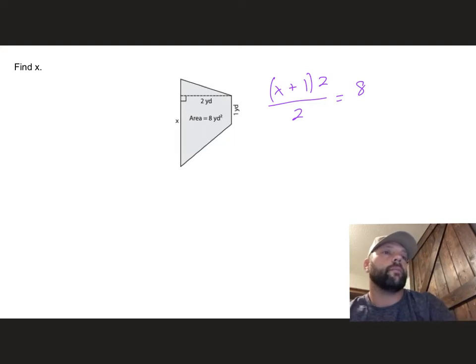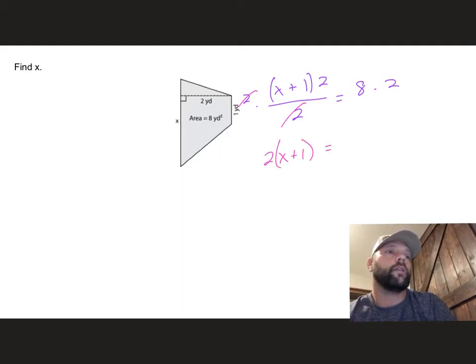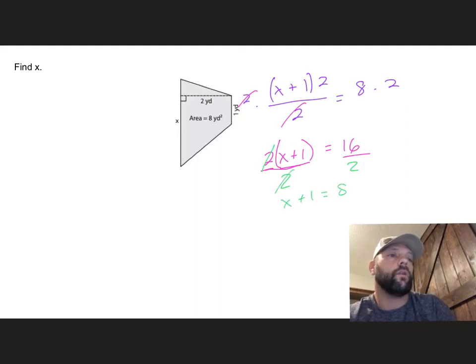To get rid of my dividing by 2, I would multiply both sides by 2 first, and when I do that, that cancels off, and that leaves me with x plus 1. I'm just going to write the 2 on the outside, and 8 times 2 is going to give me 16. Now I have 2 groups of x plus 1, so the opposite of that multiplication is division, so now I'm going to divide both sides by 2. So now that's going to become x plus 1 equals 8.